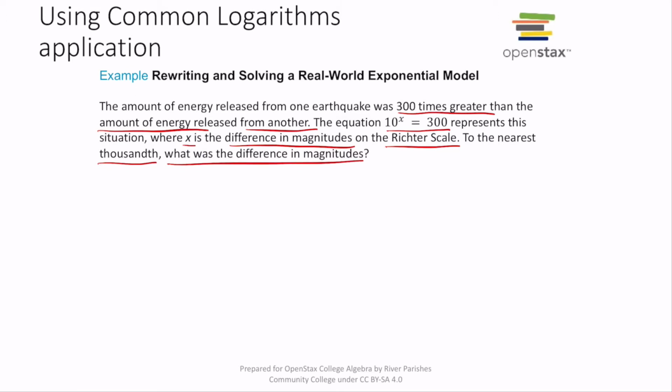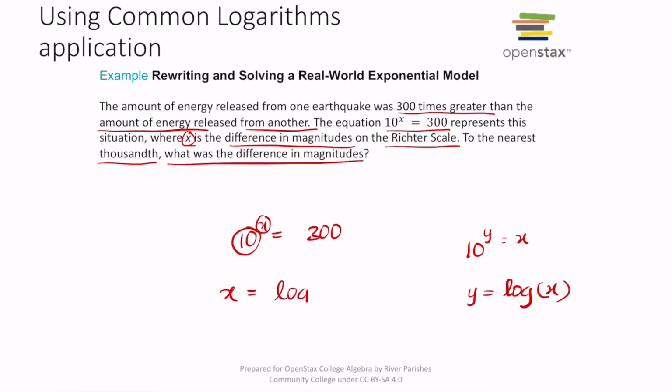So to find the difference here, we have to find the x value. They have given us that 10 to the power x equals 300, so we have to find x. One way to find x here is to convert it into its logarithmic form. So we know that b to the power y equals x. Sorry, 10 to the power of y equals x, then y becomes log x. The same thing here: x becomes log of 300.